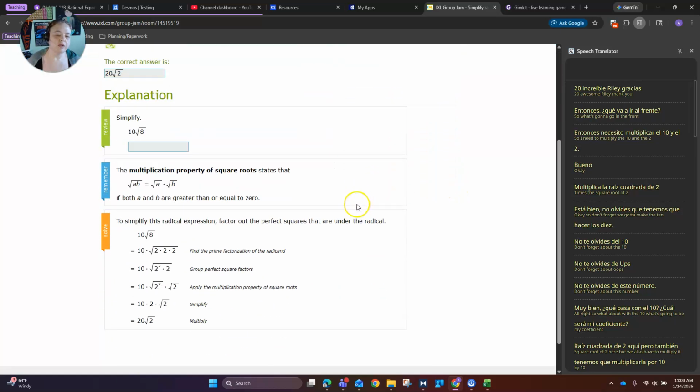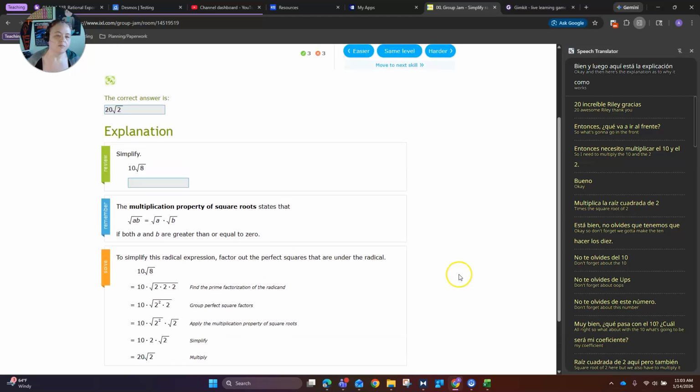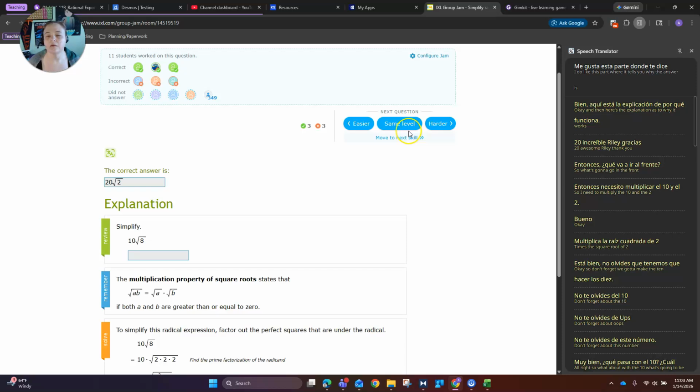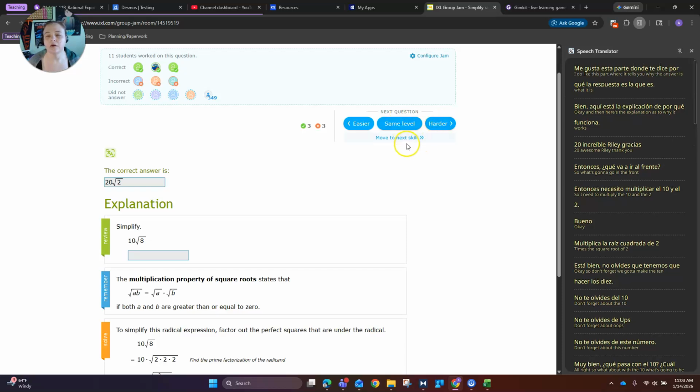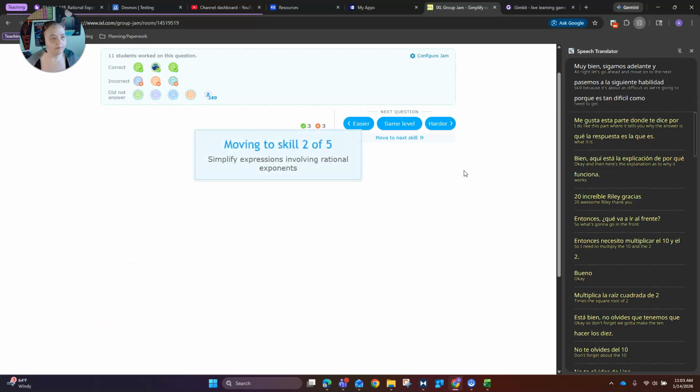Okay, and then here's the explanation as to why it works. I do like this part where it tells you why the answer is what it is. All right, let's go ahead and move on to the next skill because it's about as difficult as we're going to need to get on that right now.